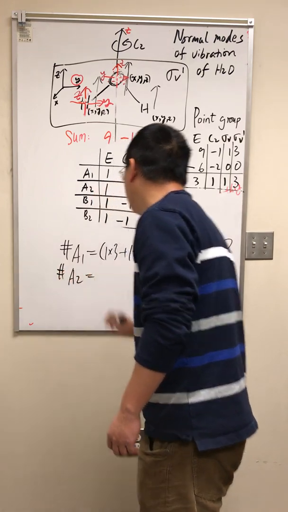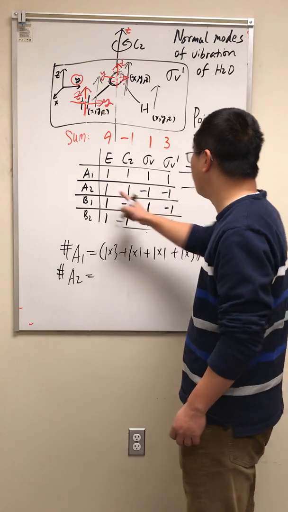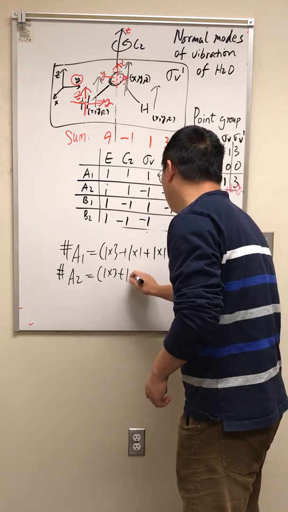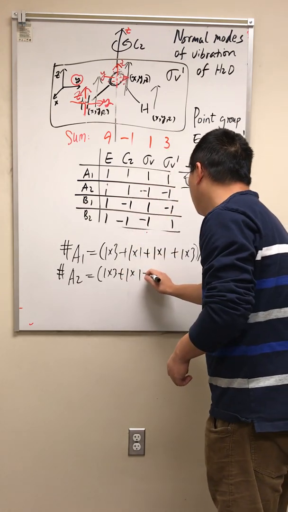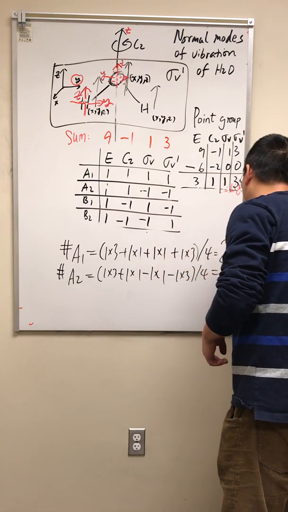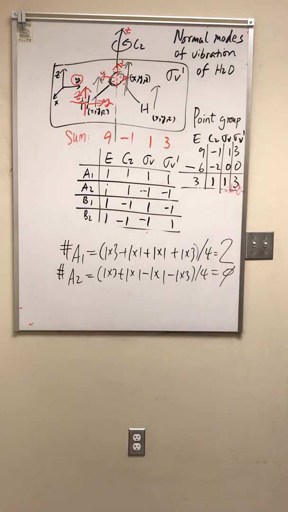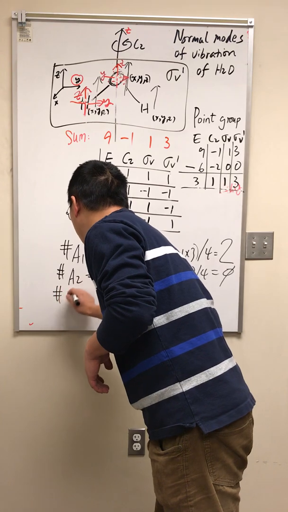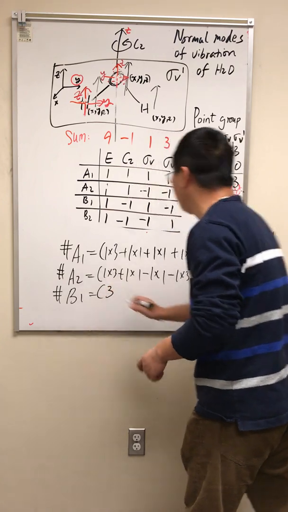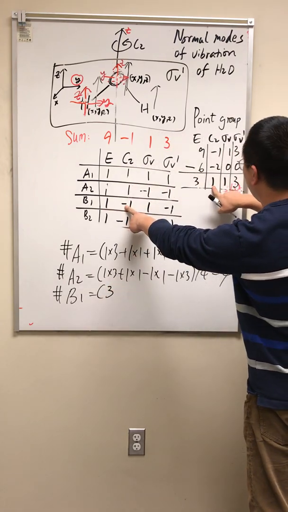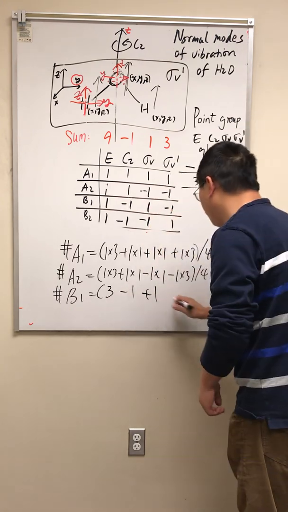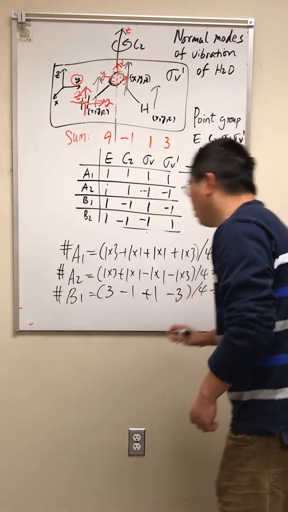Okay, number of A2 normal modes. Again, 3 times 1 here. Oh, 1 times 3, 1 times 1. Negative 1 times 1, negative 1 times 3. 0. We have 0 normal modes with A2 symmetry. We're going to look at the B1. 1 times 3, that's 3. So I'm not going to show the multiplication again. Minus 1 times 1, minus 1 times 1. Negative 1 times 3 divided by 4, again, 0.